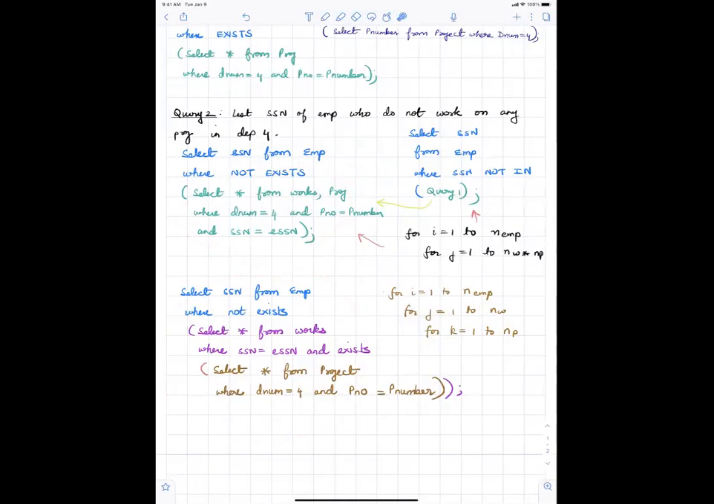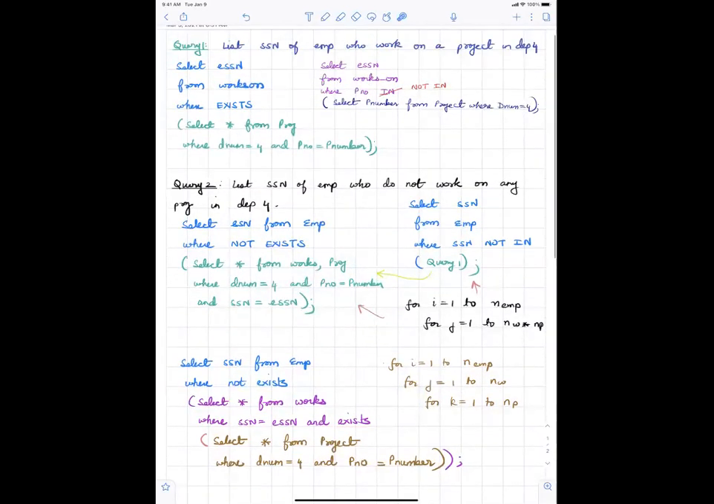Are there any questions on this part? You get it?